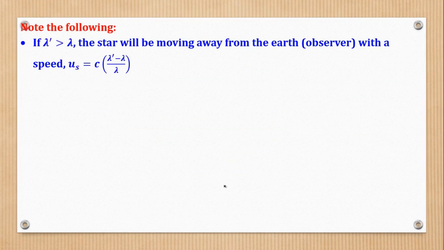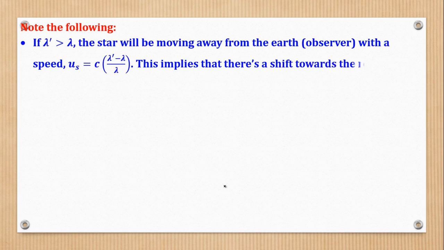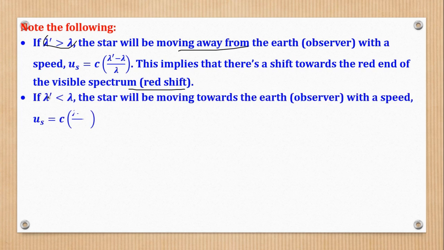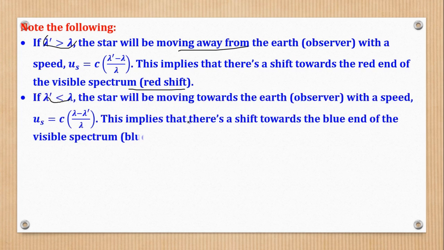So this is the note. When the star is moving away from the Earth, it implies that this is bigger, and therefore there is a red shift. But when the star is moving towards the Earth, it implies that this is smaller than this, and therefore there is a blue shift.